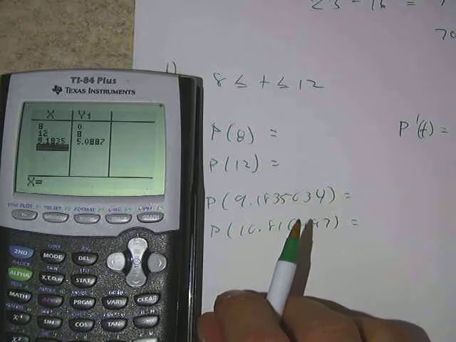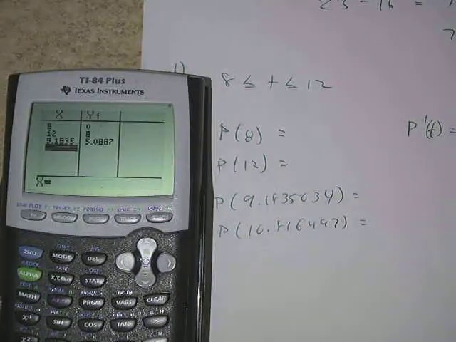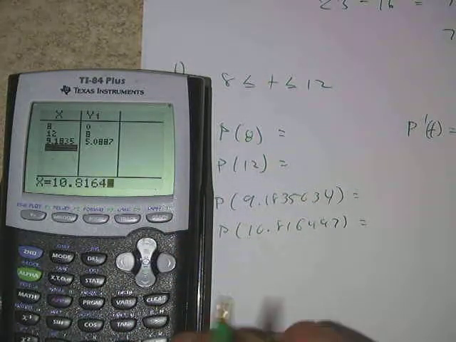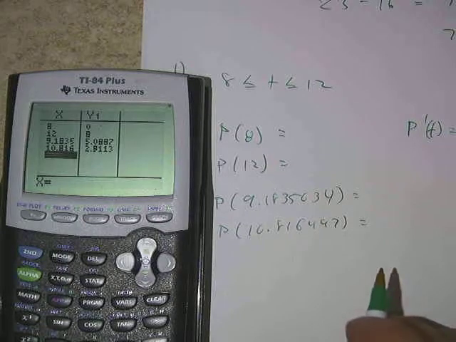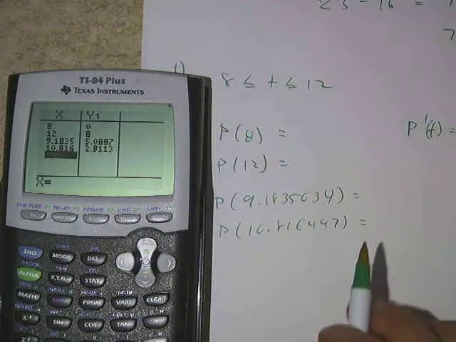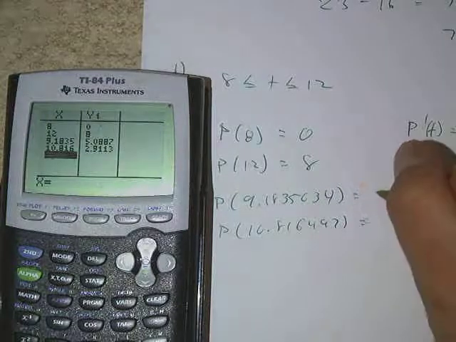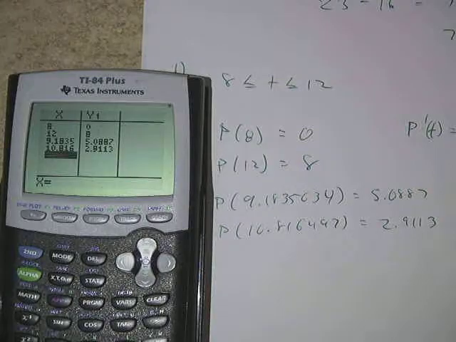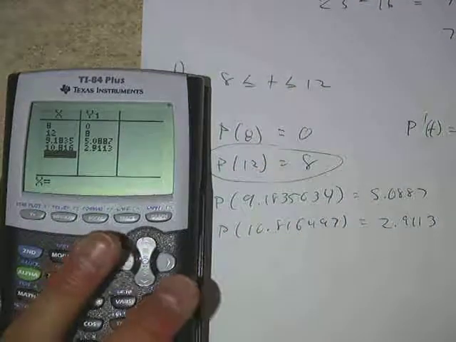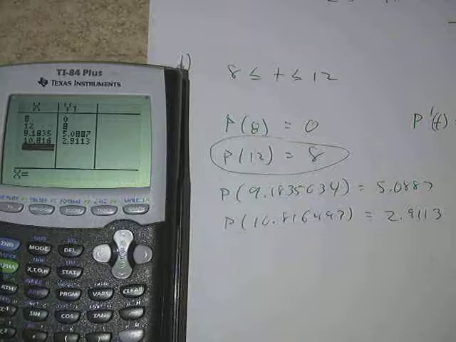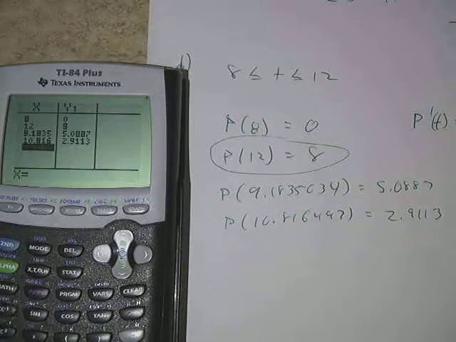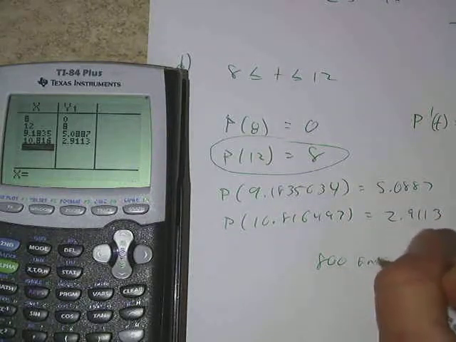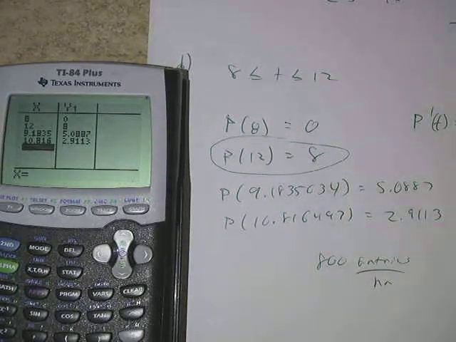If we do our table, I put my table on ask. Got 8, got 12. Those are the rates, and keep in mind these rates we're finding are in hundreds of entries per hour. So at time 8, the initial time, we're not doing any. At midnight, we're cranking them out at 800 per hour. Then if we put in 9.1835034, we get 5.087. Ultimately, at this point, the right endpoint is winning, the biggest one we're looking for.